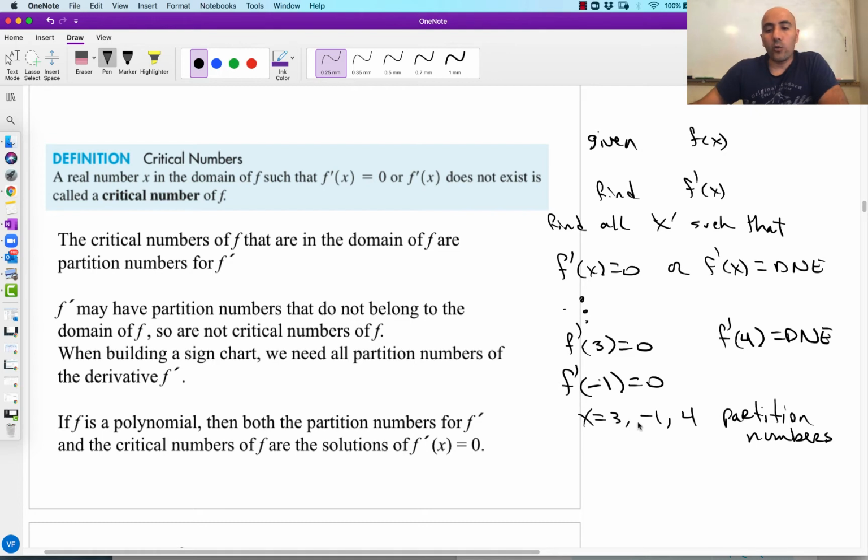Good. Now we come back and we check the domain of f of x. Maybe it turns out that the domain of f of x is just all positive numbers, going from 0 to infinity. That would mean that this -1 is not in the domain. If it's not in the domain, that means that this partition number is not going to qualify as a critical number. So in this little made-up example, it would mean that x equals 3 and x equals 4 are what we call the critical numbers.